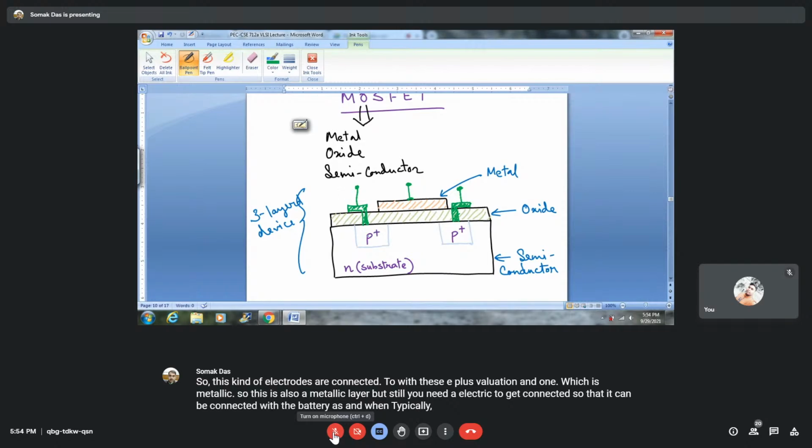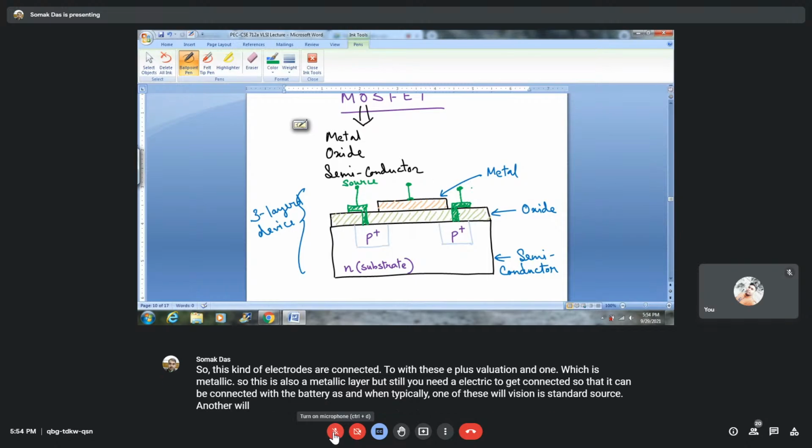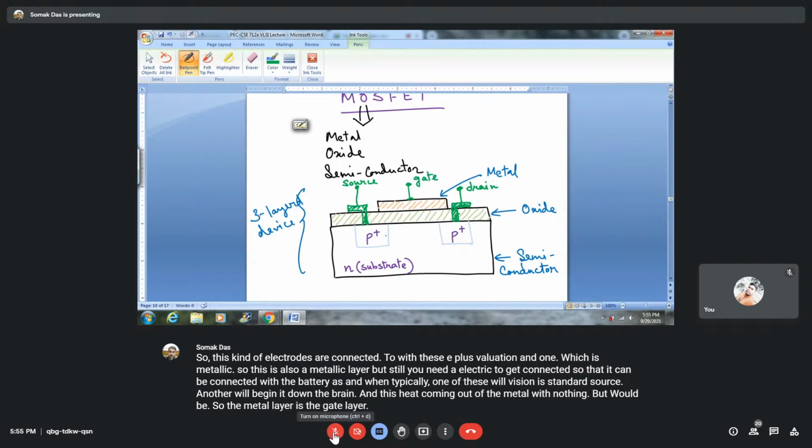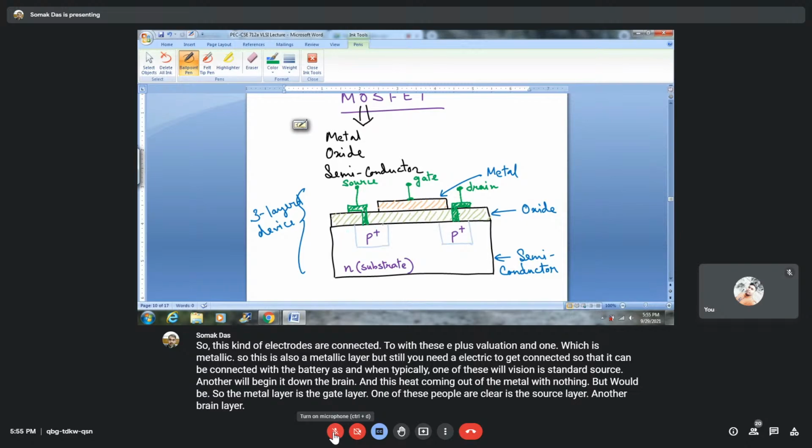Typically, one of these well regions is termed as source, another well region is termed as drain, and this lead coming out of the metal is nothing but the gate. So the metal layer is the gate layer. One of the P plus layers is the source layer. Another P plus layer is the drain layer. And each of these P plus well regions is carved out from an N-type substrate.